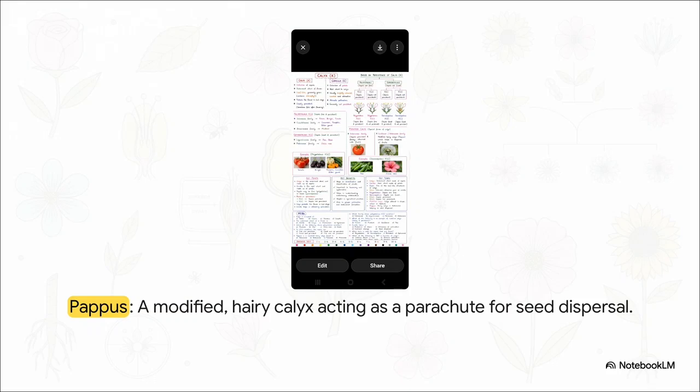And why? Because instead of just protecting a bud, this modified calyx acts like a tiny parachute, catching the wind to help disperse the plant's seeds far and wide. It's a brilliant evolutionary adaptation of the exact same structure we saw in the tomato.